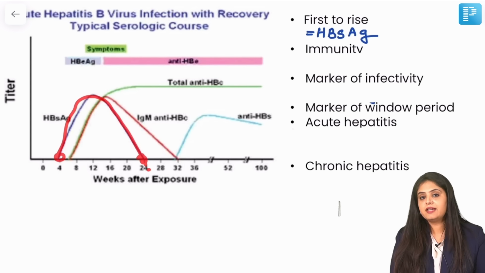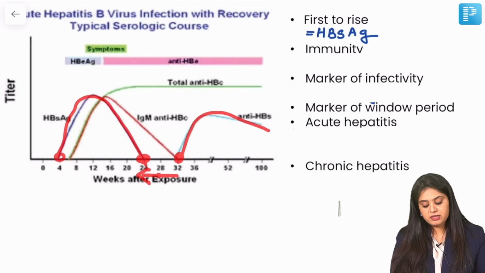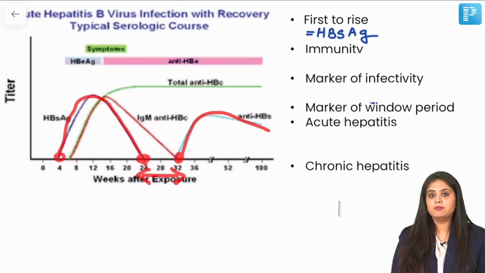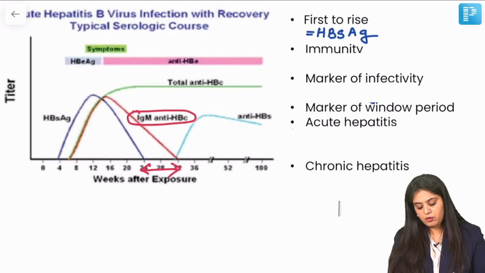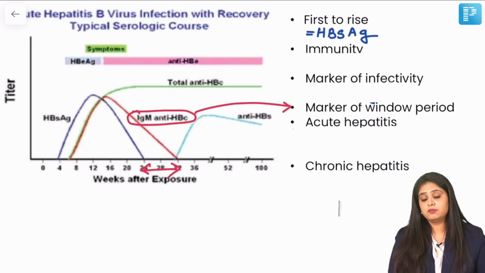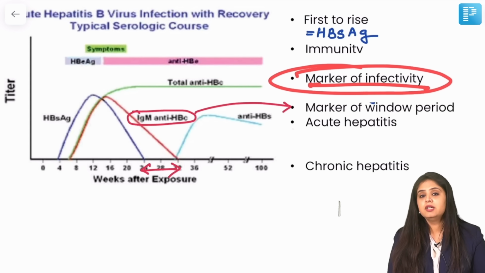After that the antigen goes away, and after some time the antibody will come. So in between this phase, when the antigen has gone and the antibody has not come, I can see a window that is formed, which is the marker of the window period, that is IgM type of anti-HBC.